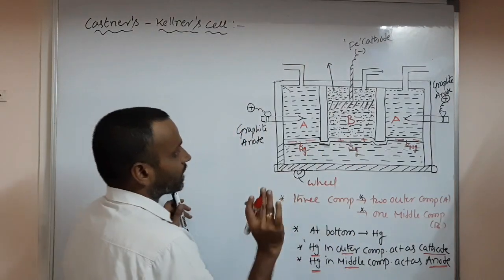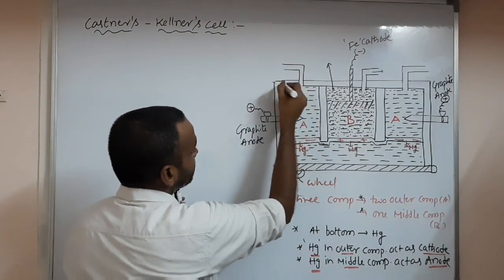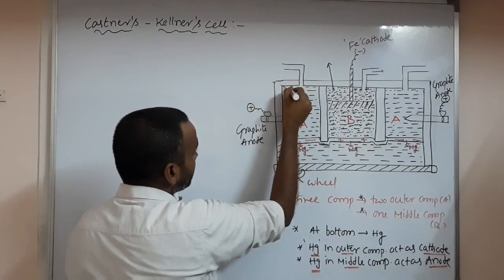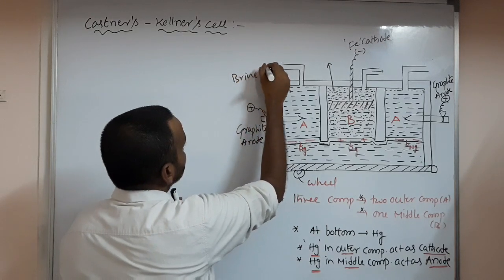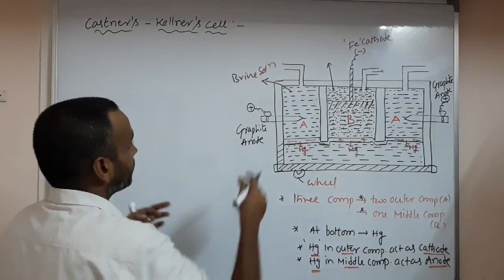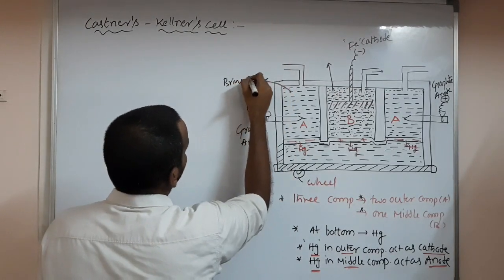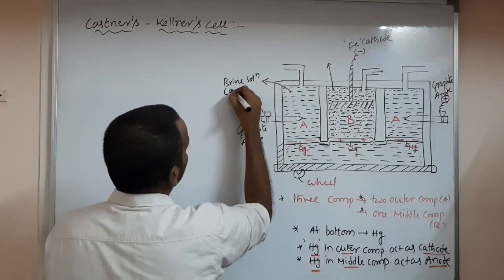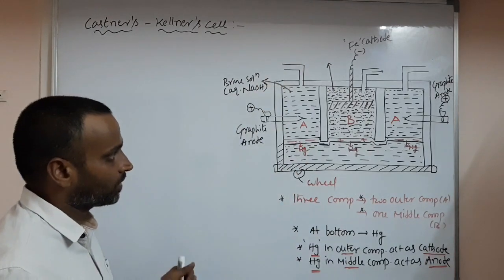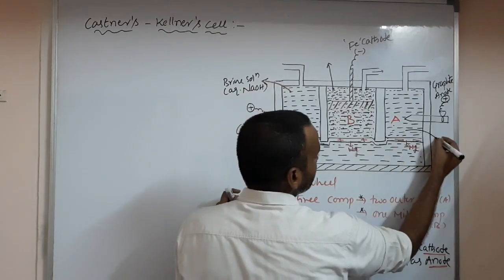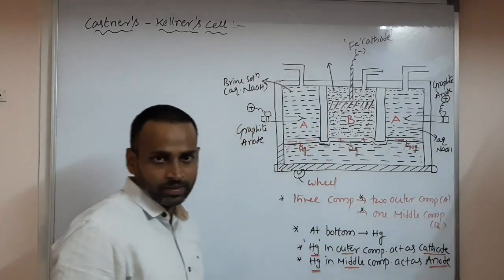Now I will tell you about the outer compartment. Here I already wrote lines, simple dashes like that. In the outer compartment we are taking brine solution. What is brine solution? Aqueous NaCl. That means the same aqueous NaCl solution is present in the outer compartment.